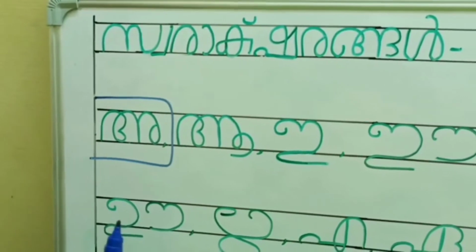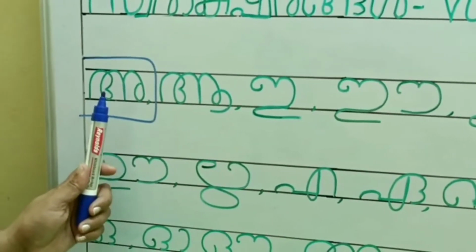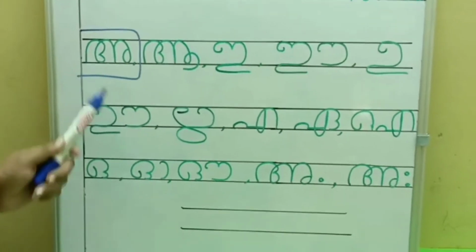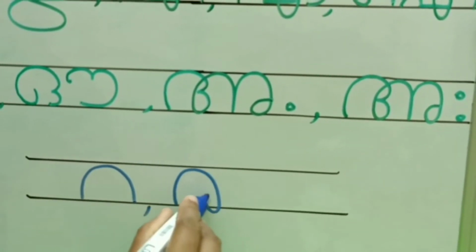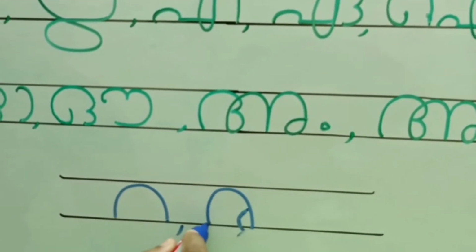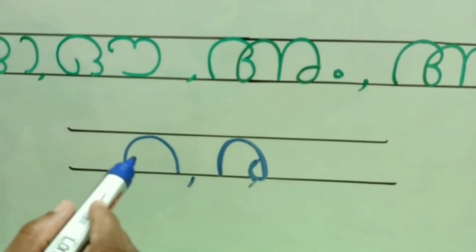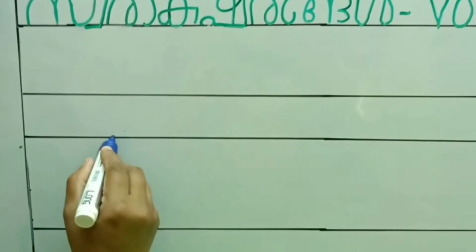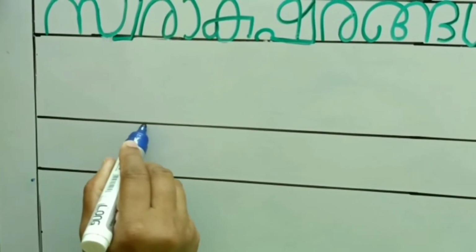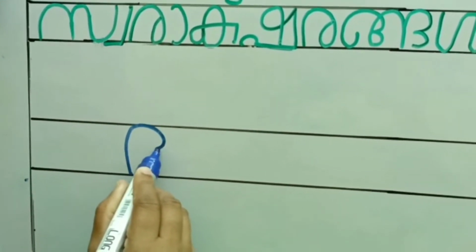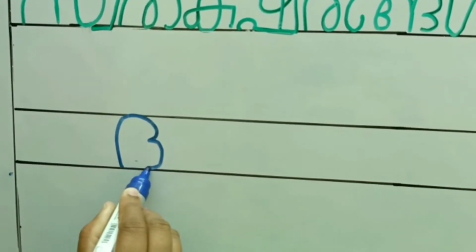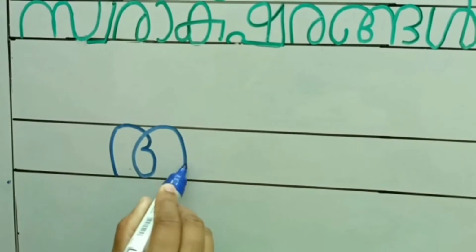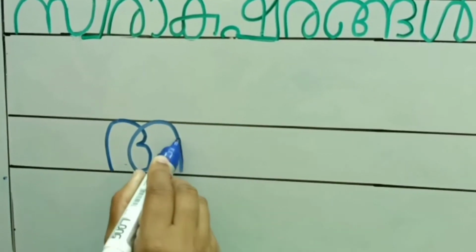Let us learn how to write this alphabet. In the earlier episode, we had learned to write Ra and Ra. We will be using this to write the letter A. We start from the baseline, go to the top line, make an arch, write a 3. Then, without lifting your hand, write a Ra. Then, continue to write a Ra.